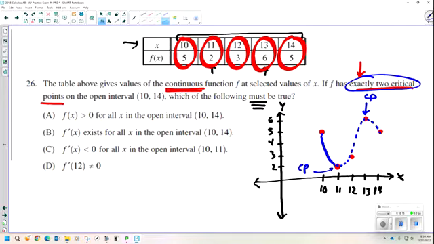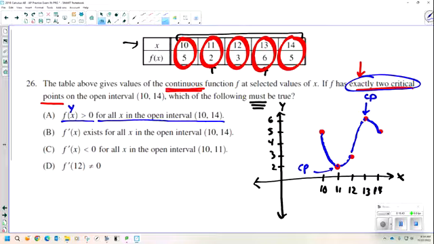It's continuous. So I shouldn't have dashed it. I mean, it might not look exactly like this, but that gives us a good idea. Now, f of x is greater than 0 for all x in the open interval. Let me read that again, kids. f of x is greater than 0. That means our y value for all x's in the open interval from 10 to 14.